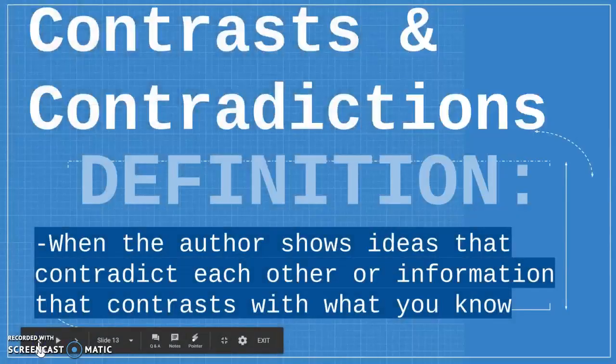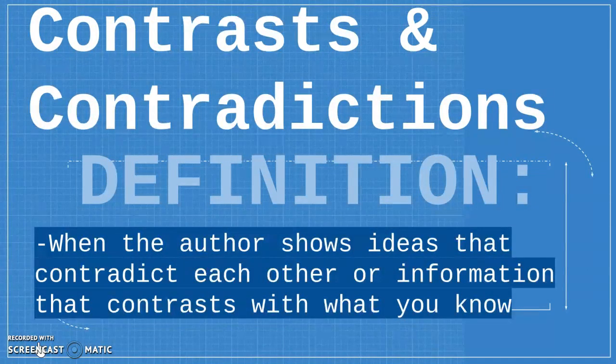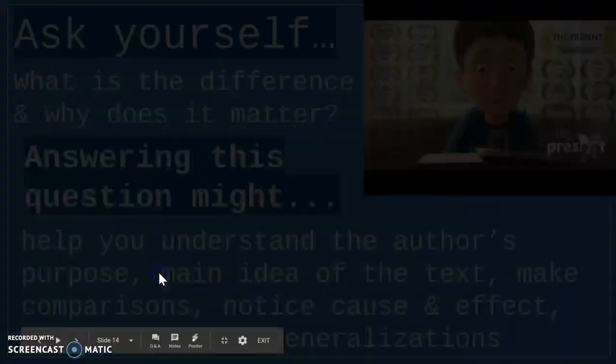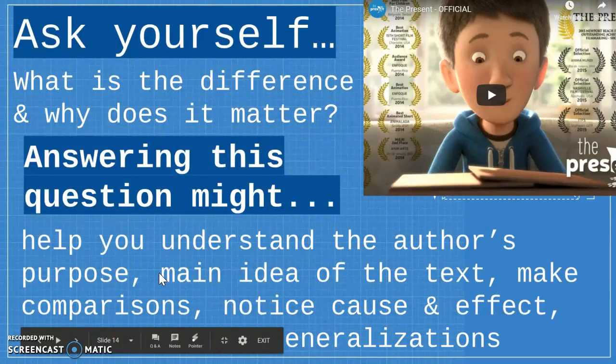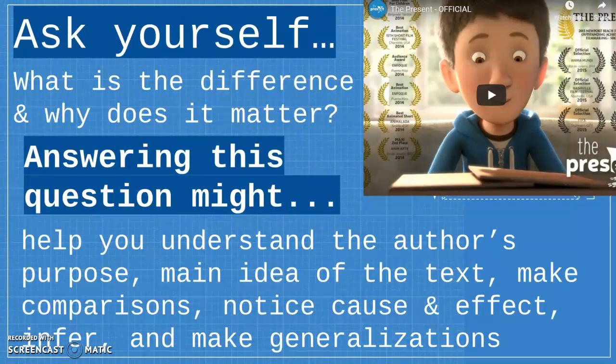All right, so let's talk about contrast and contradictions then. We use these with our literary signposts. The same thing is true when we read nonfiction. When the author shows ideas that contradict each other, or information that contrasts with what you already know, you should ask yourself, what's the difference? Why does it matter? If you can answer those questions, it'll help you understand the author's purpose, a main idea of the text, might make a comparison, a cause and effect, help you infer something, or make a generalization.